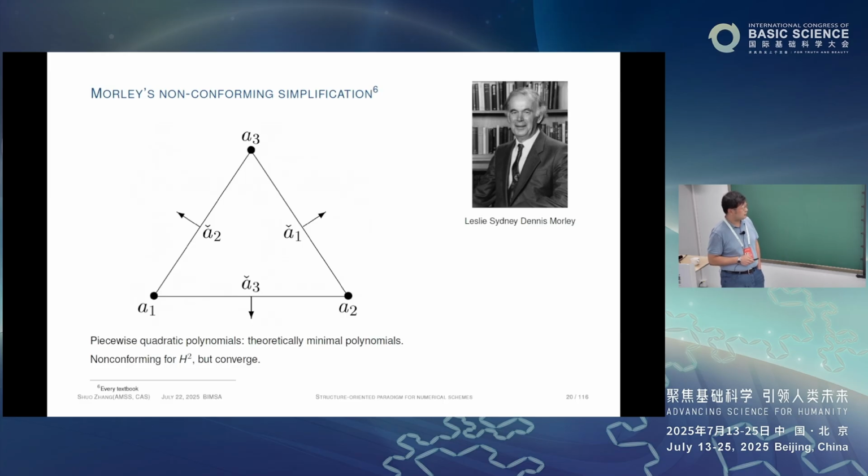made a contribution. He introduced this so-called Morley element. It uses piecewise quadratic polynomial P2 on every triangle, with the vertex evaluation as continuity, and at the midpoint, the normal derivative. Of course, this finite element is not conforming for the H2 problem. It's not contained in H2, so it's not conforming. But it converges very well for the biharmonic equation.